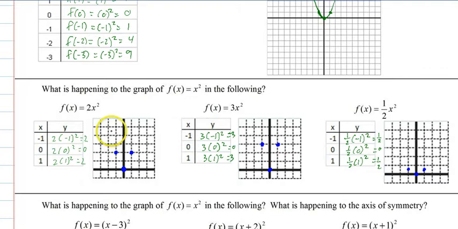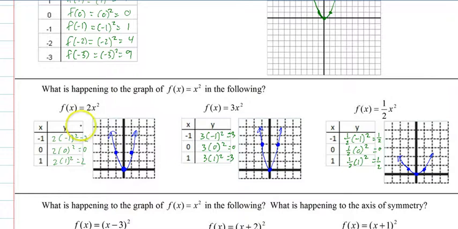So when we graph it, it looks like that. And that one looks like that. And that one looks like that. So if you notice, the larger the number in front, the narrower the graph is getting. And the smaller the number, the wider the graph is getting. These are getting stretched, and these are getting kind of squished.